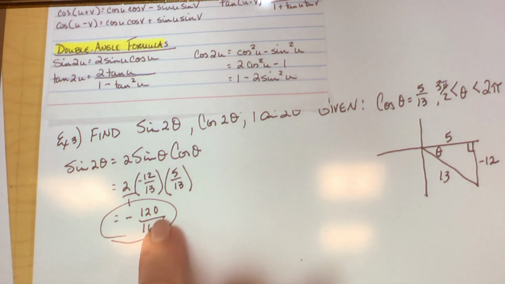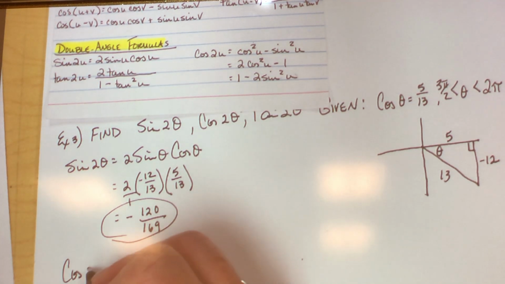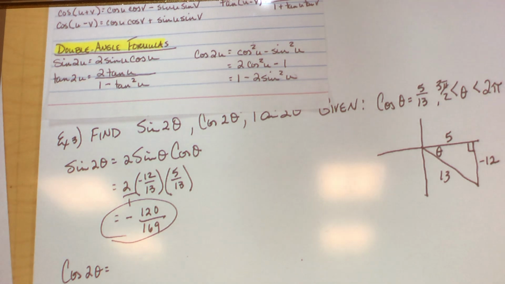What's the next thing I'm fixing to find? Cosine 2 theta. Let's find it. Cosine 2 theta is equal to... Do we have to reduce the fraction? It won't reduce. I had to check my math. Okay, so it doesn't reduce.